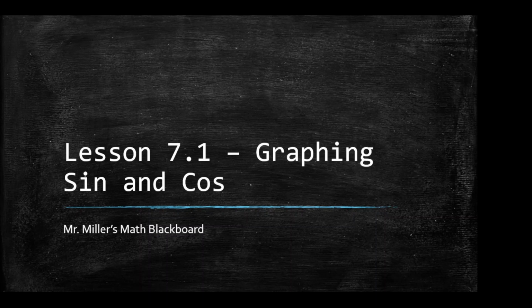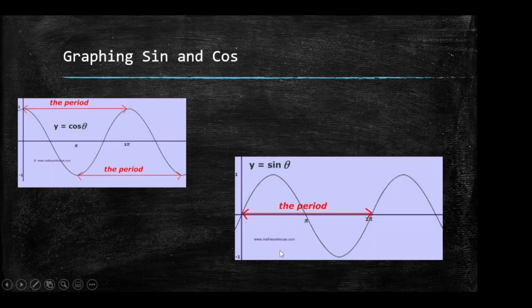Okay, so welcome to lesson 7.1. This is graphing sine and cosine. And so this is, again, as I demonstrated on the board earlier, what your cosine wave looks like starting at 1 and 0, or 0 and 1, or y equals 1 here, and my sine wave starting at 0.